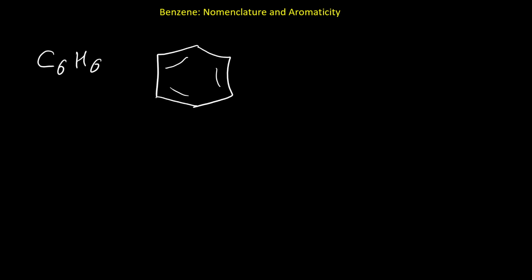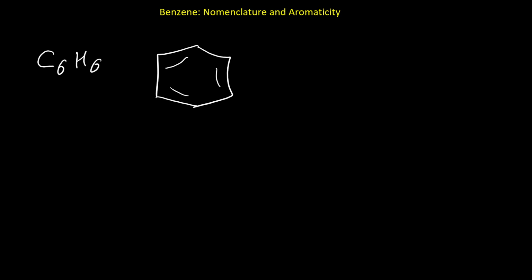In this video, I'm going to talk about benzene nomenclature and aromaticity property. Benzene and its derivatives are natural constituents of crude oils. The formula for benzene is C6H6 and it is a cyclic and fully conjugated compound.